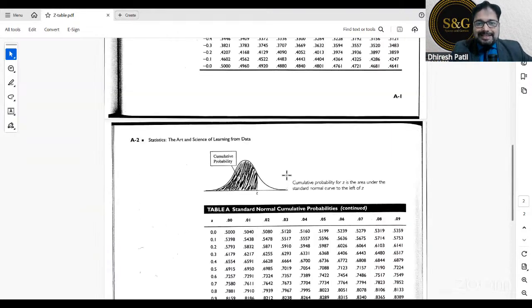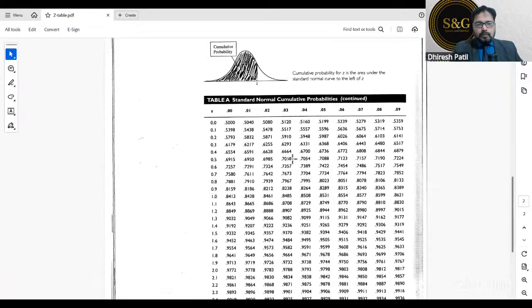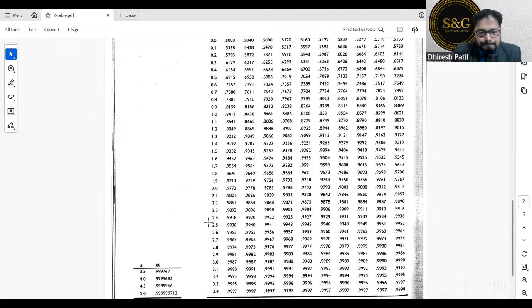Now if you open the Z table, come to the second page. Okay, if you see here, 2.5 कहां पे है? यहां पे. Can you see here? I'm just marking it over here. 2.50. Can you see this value? 0.9938. Write this down. 0.9938. Have you got this value? The value जिसका 2.50 है. So the value is 0.9938.